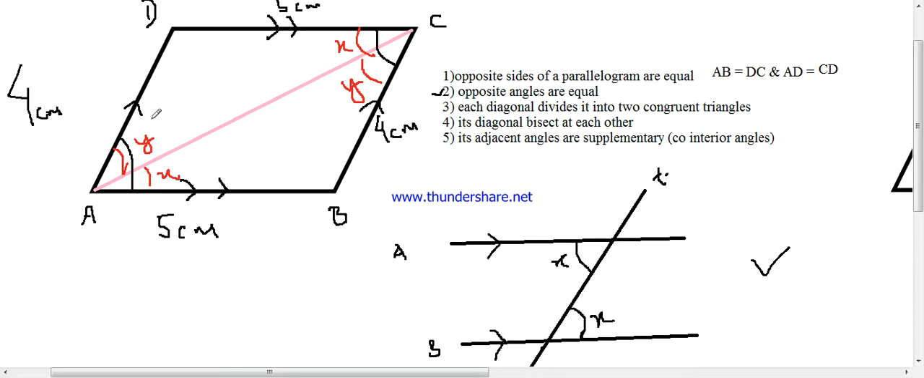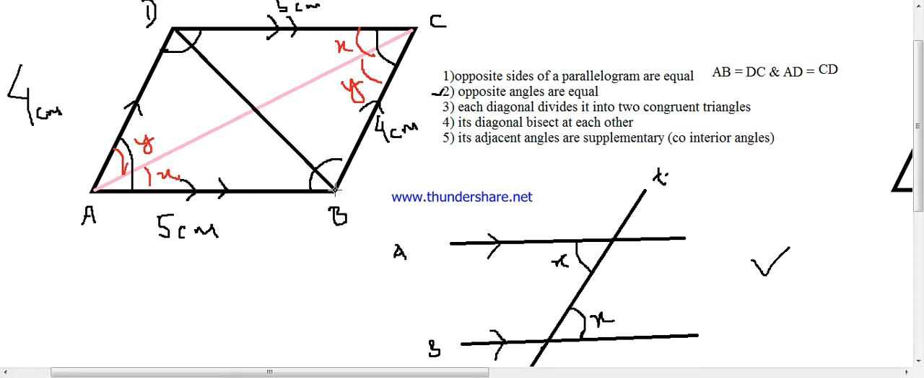I hope you have understood. First condition fulfilled, opposite sides of a parallelogram are equal. Similarly, opposite angles are equal because they are interior alternate angles. This also means that angle D is equal to angle B. Same concept will apply if you have to draw a diagonal over here.